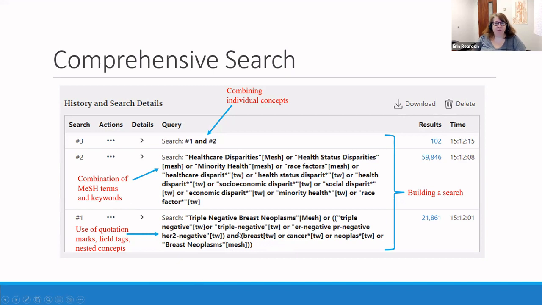So this search was looking for disparities within the treatment of triple negative breast cancer. So we took one of those concepts, triple negative breast cancer, built it out with MeSH terms and keywords. We took this other concept of disparities, built it out with MeSH terms and keywords, and then combined the two of them to find about 100 articles together.